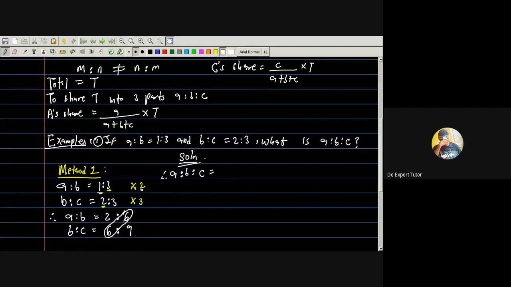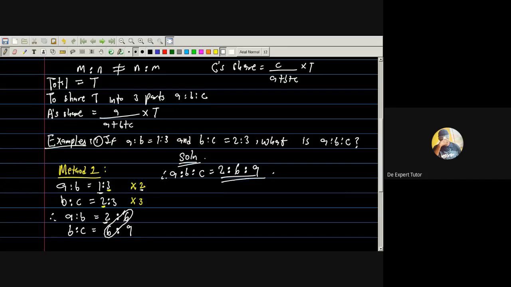So therefore, you say A ratio B ratio C. You observe A's ratio is 2, B's ratio is 6, so just pick one of them, and C's ratio is 9. So my answer is 2 ratio 6 ratio 9. That's our answer.